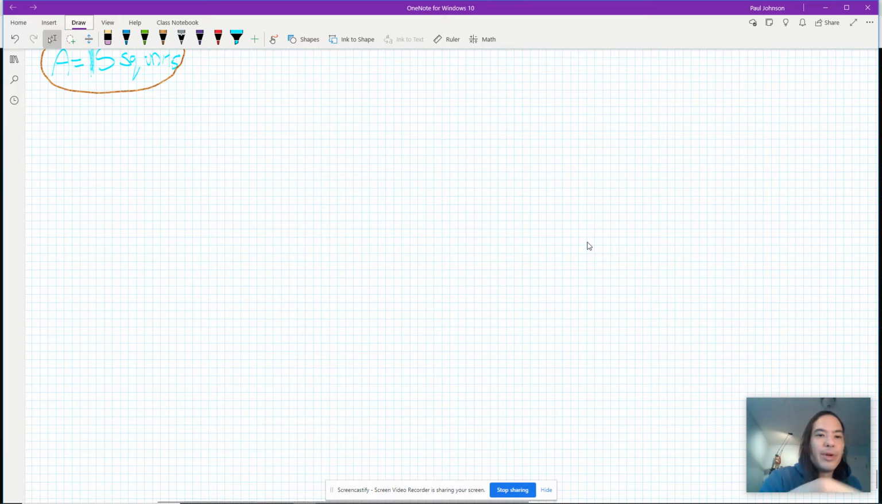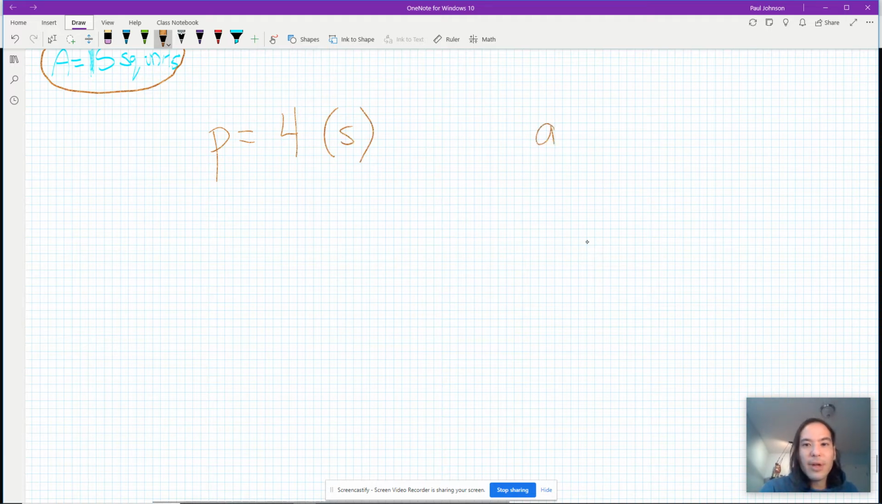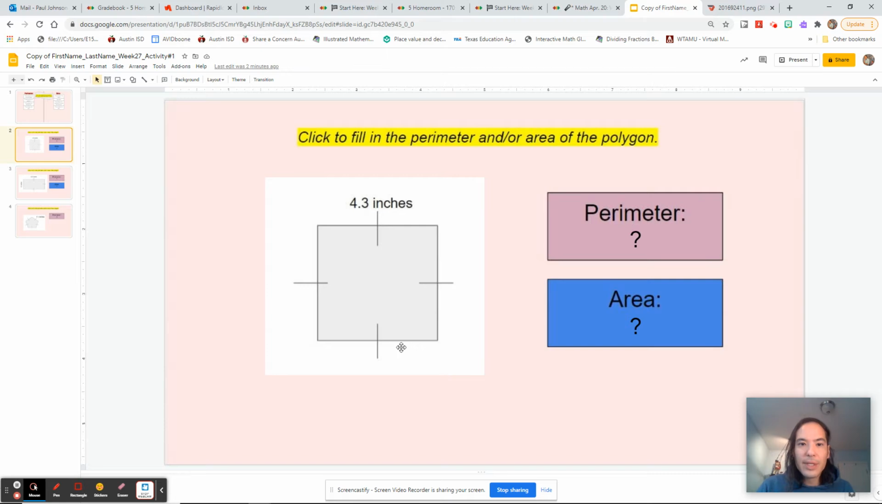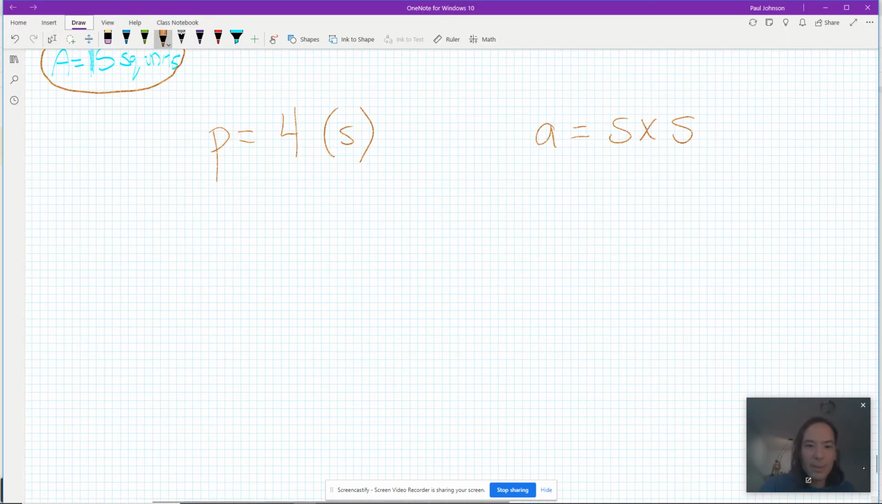So perimeter of a square is equal to 4 times the side lengths. Area of a square is equal to side times side. All right. What we're actually looking at is a square that has 4 congruent sides. That's why there's 4 dashes. And then it says that this side is 4 3/10 inches.